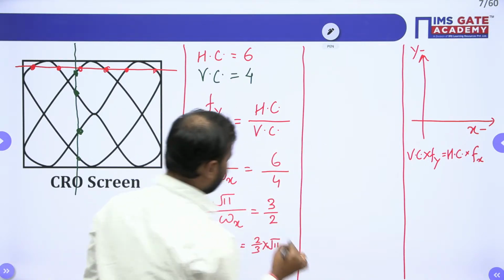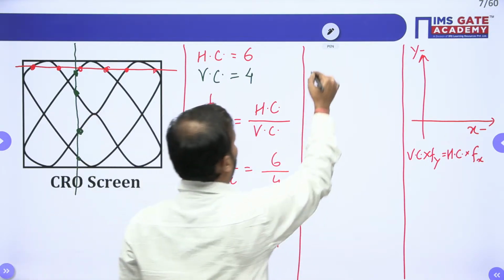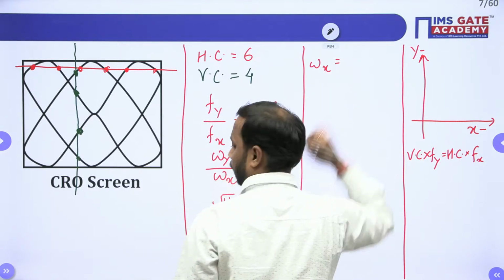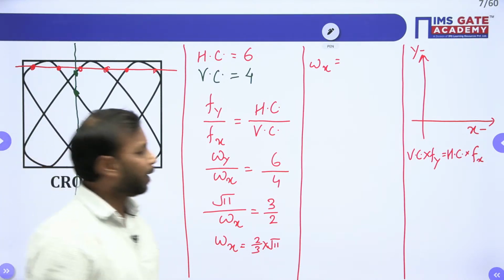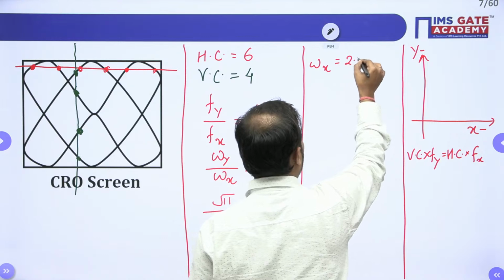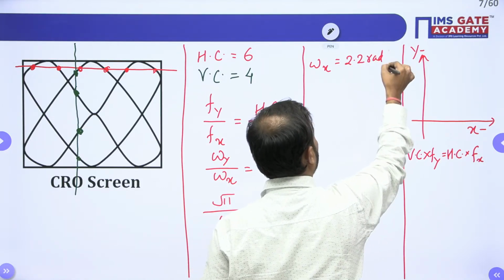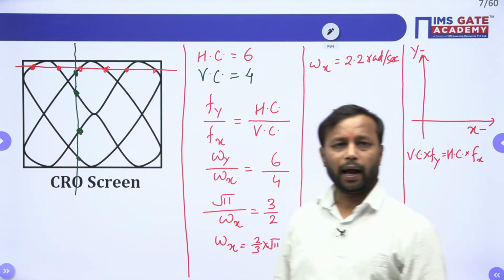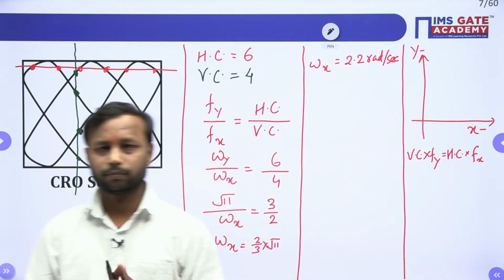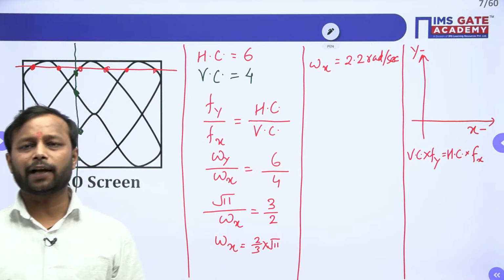So on solving this value of omega x, anyone please give me the answer. I am getting 2.2 radian per second. Any doubt in this? Do we have any doubt in this? Please let me know.